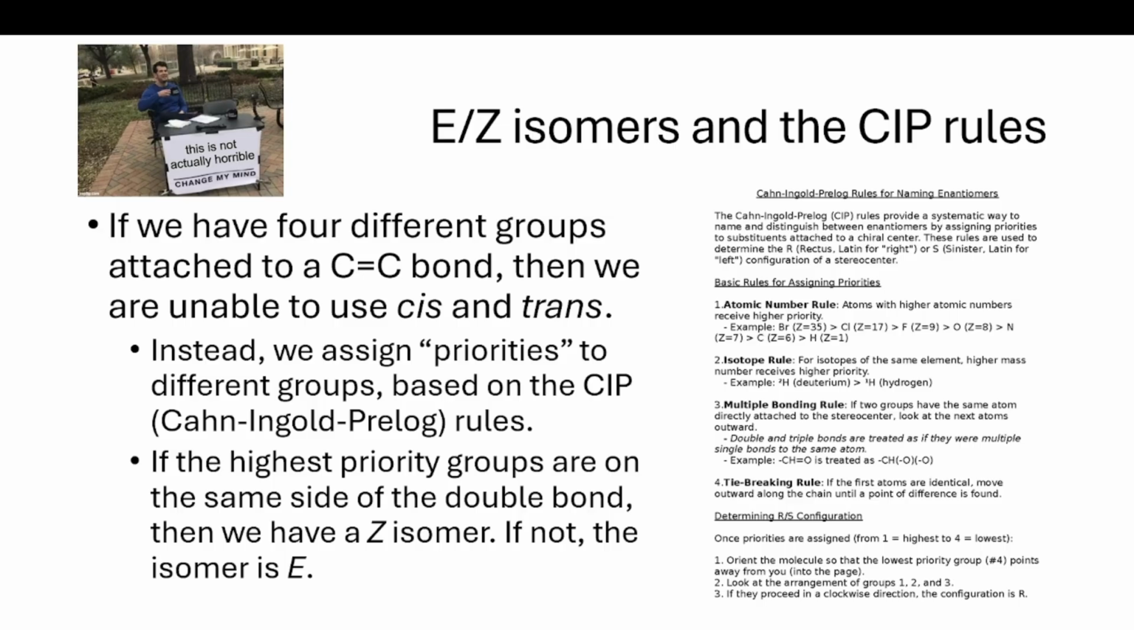In addition, if we have chains as groups, we move outward along these chains until we find a point of difference that we can use to determine priorities. Now, going back to this new form of isomerism, E/Z isomers, if the highest priority groups are on the same side of the double bond, we have a Z isomer. If not, we have an E isomer.